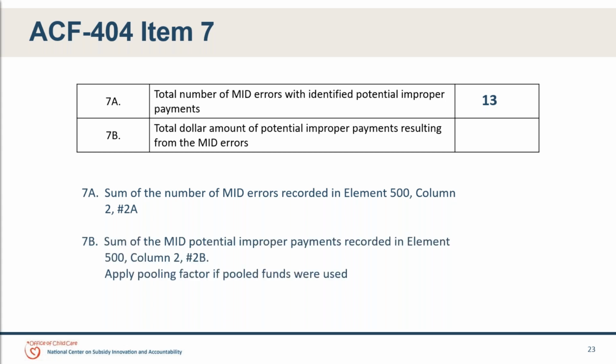Moving on to 7B, this represents the sum of the potential improper payments resulting from MID errors. So this would be your dollar figure before any additional inquiry mitigation. And it is the sum of the figures that you recorded in your record review worksheet, element 500, number 2B. Now, important note, you would apply the pooling factor here if pooled funds were used. Our state identified $3,440 in potential improper payments resulting from the MID errors.